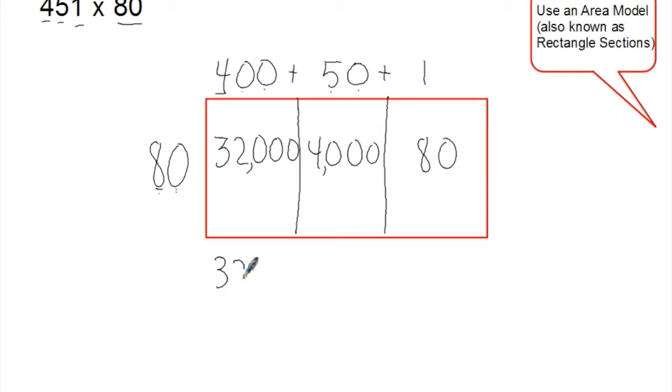Once you have those products, you're going to add them all up. 32,000 plus 4,000 plus 80. Some of you may be able to do that in your head. I prefer to just add them the long way. I like adding, not sure why.